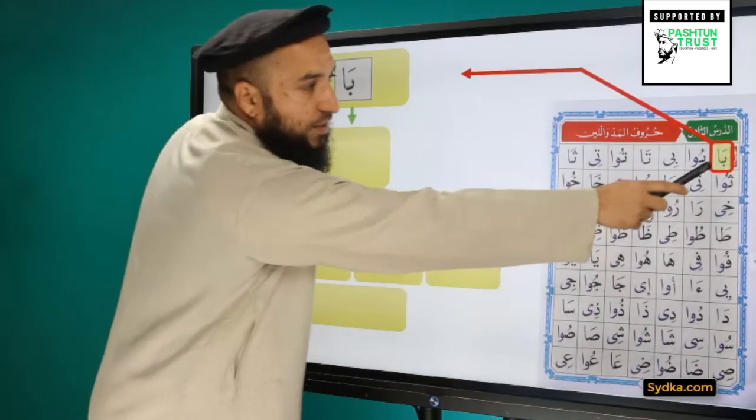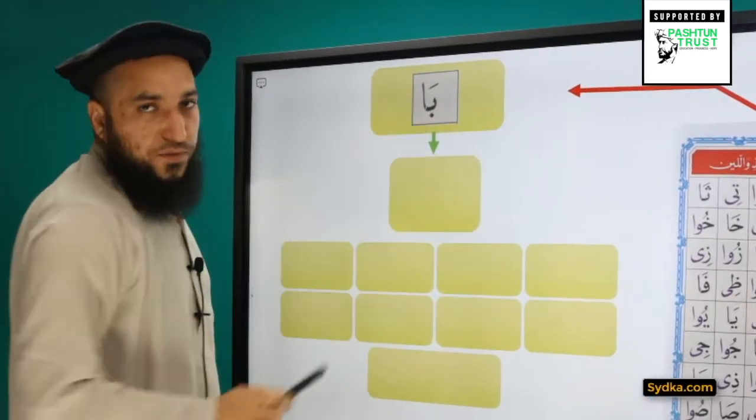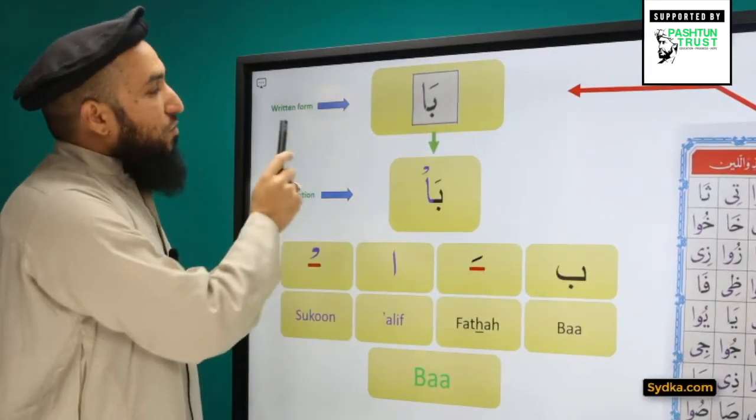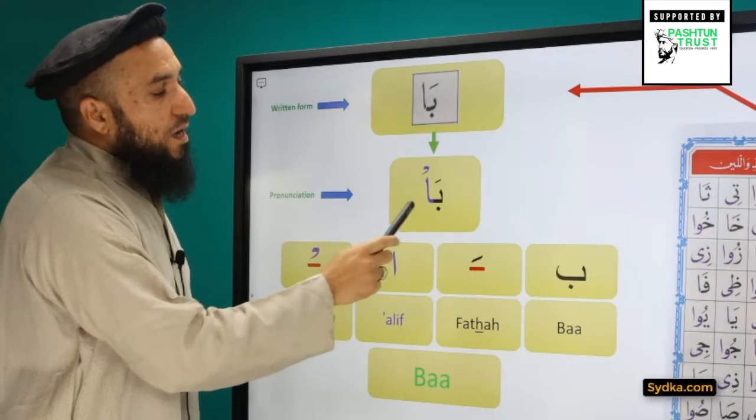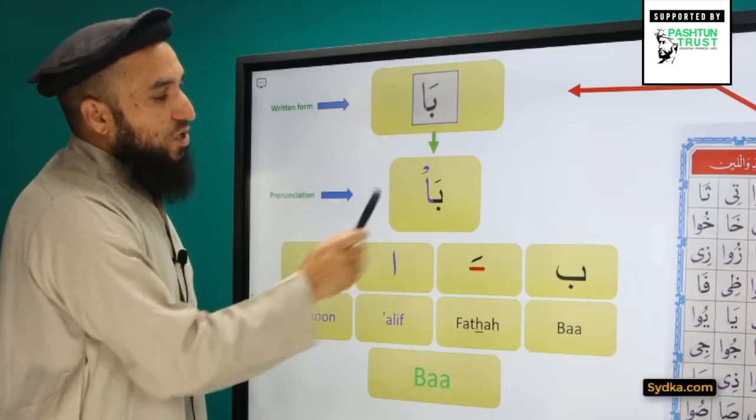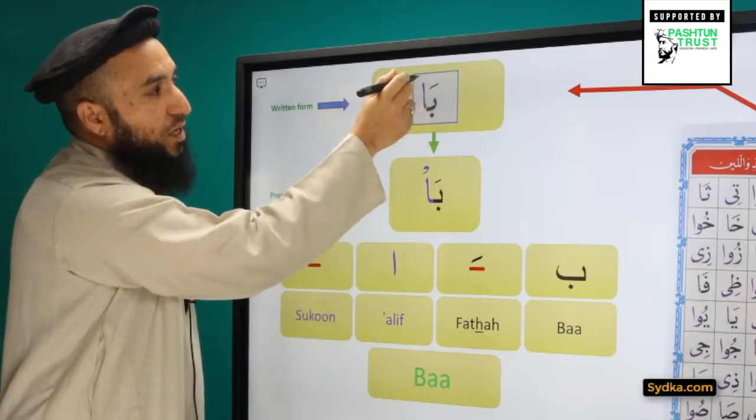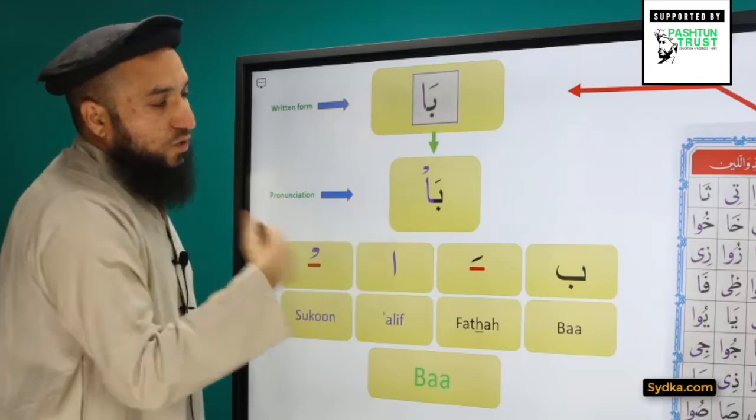So the first syllable we have is ba fatha alif sukoon. So this is how it is written, and this is the written form, and this is the pronunciation. You can't see the hidden sukoon here, but I have put it here just for explanation purposes.